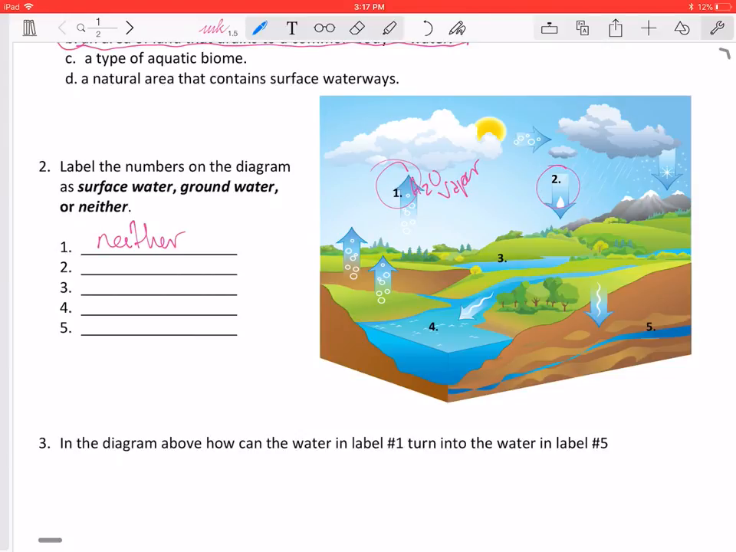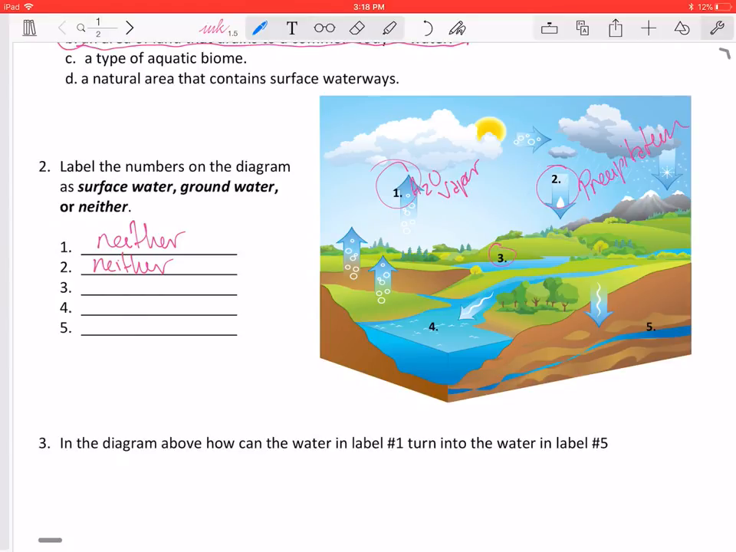And then we're looking at number 2. Number 2 is precipitation. While it's still precipitating, while that rain is still rain, it is not surface water or groundwater. But once that rain hits the ground, it becomes groundwater. So number 2 is also neither.